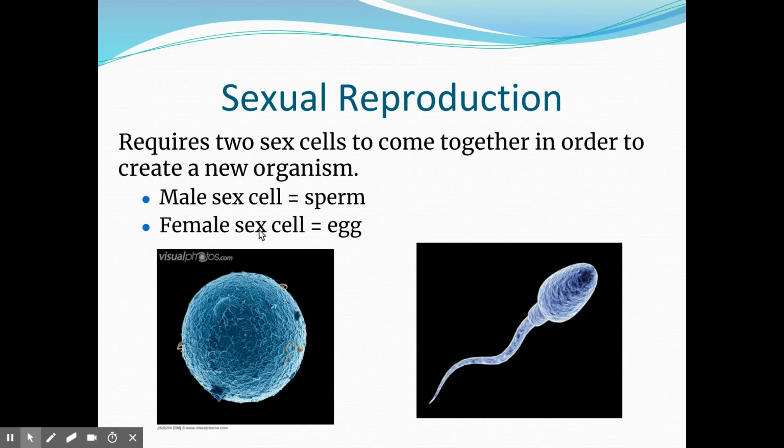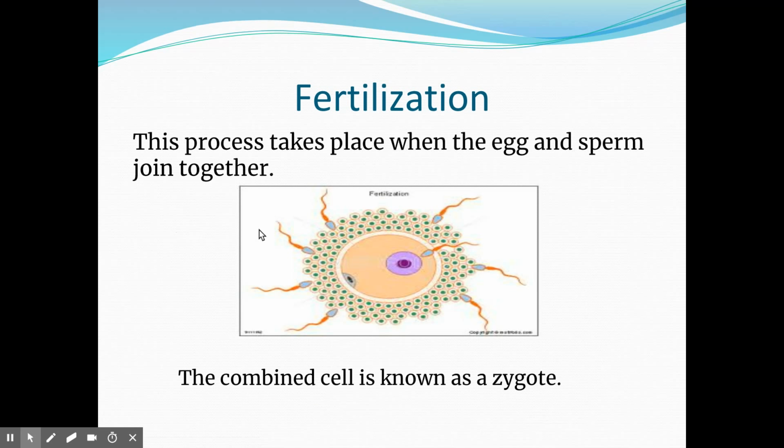So, in order for sexual reproduction to happen, two sex cells need to come together in order to create a new organism. The male sex cell is known as the sperm, and the female sex cell is known as the egg. So, the egg and the sperm come together, and when that happens, we call this process fertilization. Okay? So the combined cell is also known as a zygote.